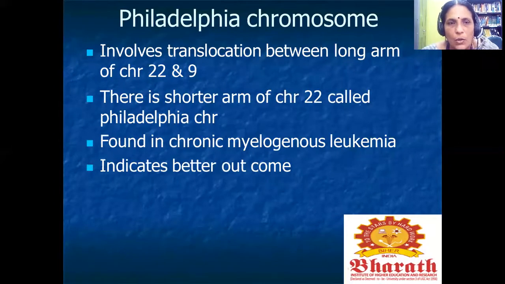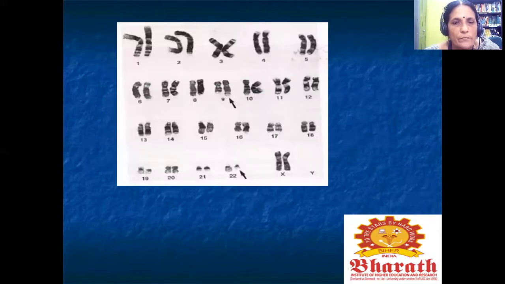The next one is the Philadelphia chromosome. It involves translocation between chromosome 22 and chromosome 9. There is a shorter arm of chromosome 22, called the Philadelphia chromosome, found in chronic myelogenous leukemia. It indicates a better outcome. You see the picture.